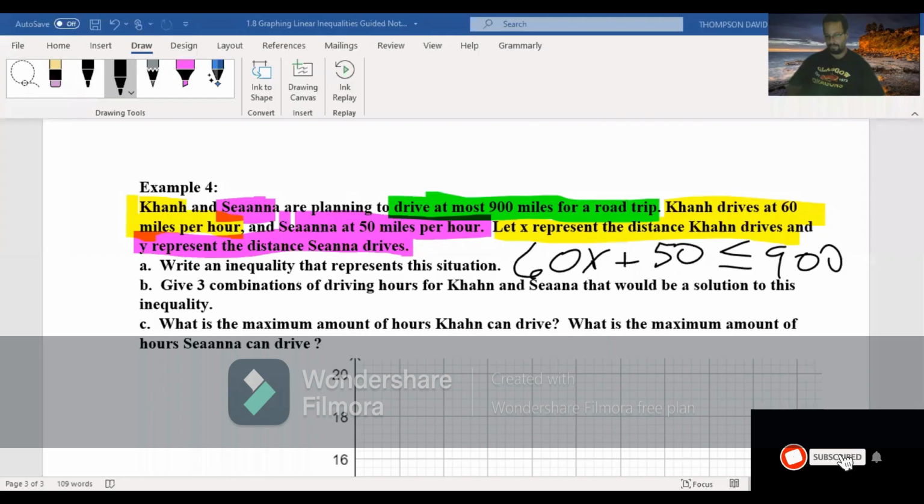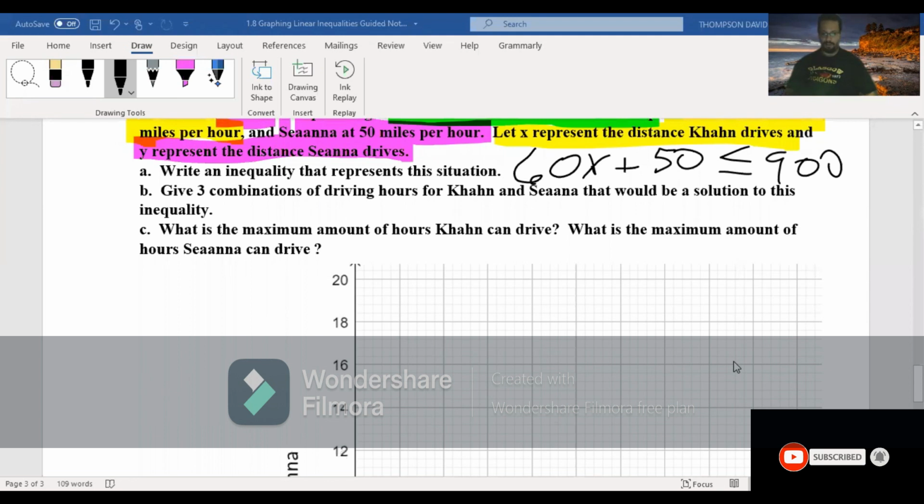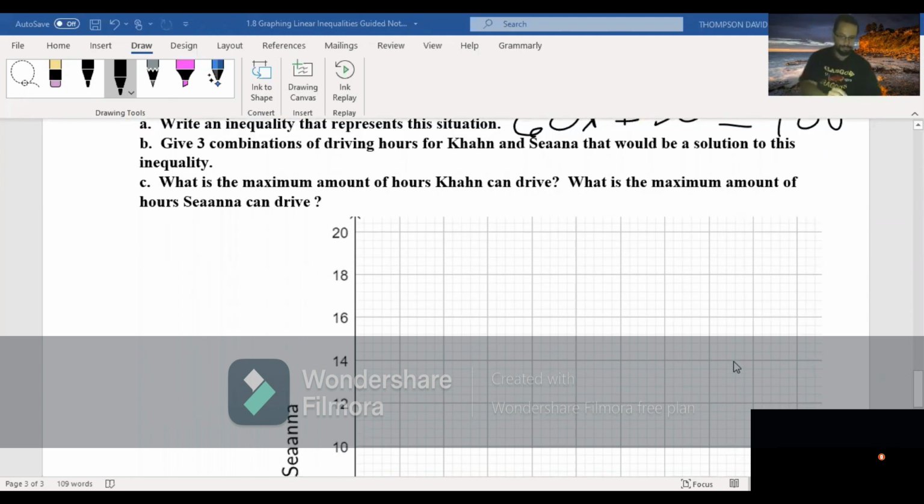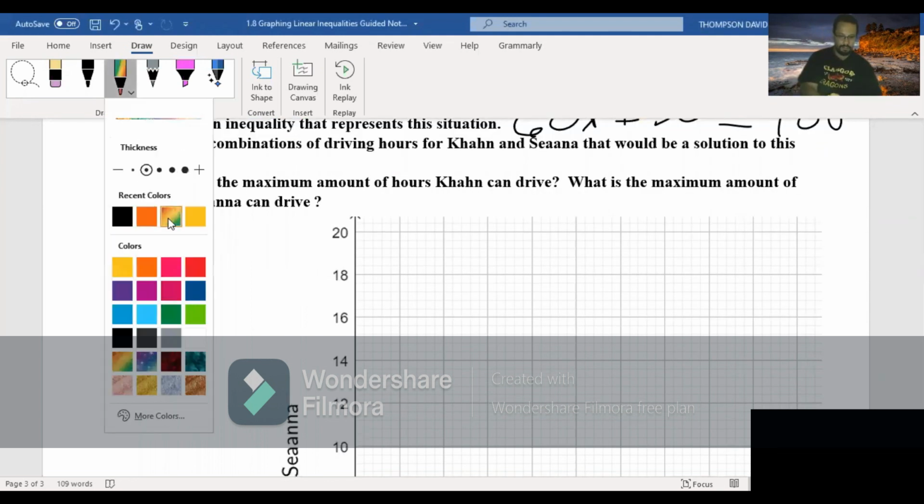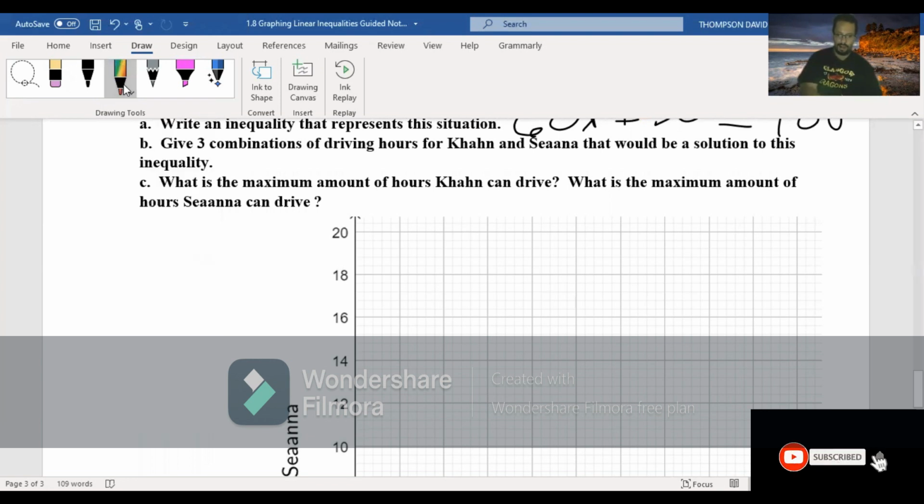Okay, part B. Write three combinations of hours for Con and Shauna that will be a solution for this inequality. So first thing we want to do is graph the inequality to even make sense of that. So we're going to deal with the x, or Con, intercept first. So x-intercept, we'll do that in rainbow, represents Con.